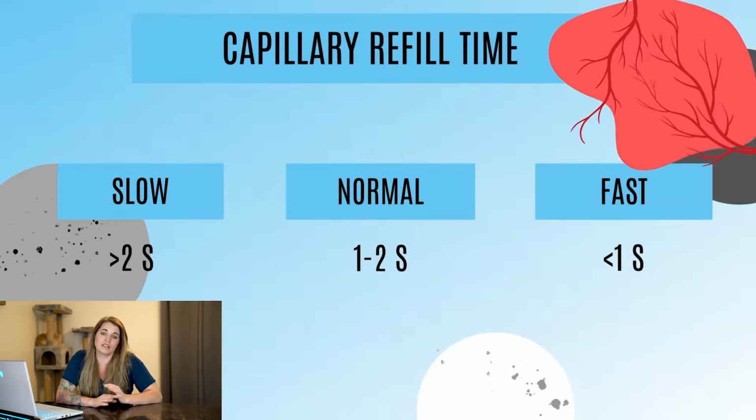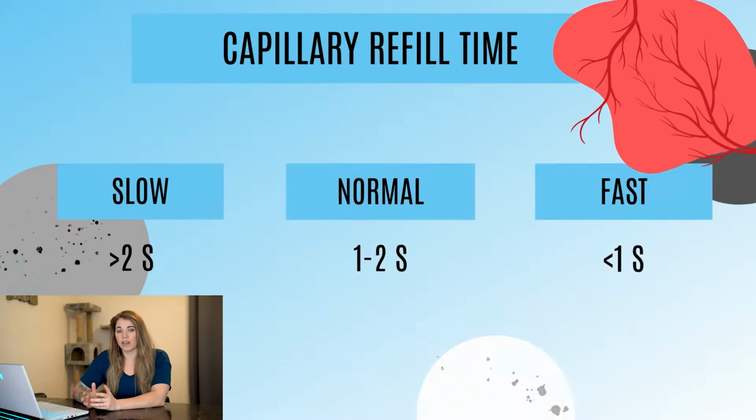Less than 1 second is considered fast, which is a sign of a hyperdynamic state or a state of peripheral vasodilation. And that means that peripherally, so away from our central organs, the vessels are dilated, or the vessels are large. And if you think about a large vessel, when you put pressure on it, the blood will go away from that spot of pressure, but it's going to sit in those large vessels around the pressure. So when you pull the pressure away, the blood is still there and it'll quickly fill that area again.